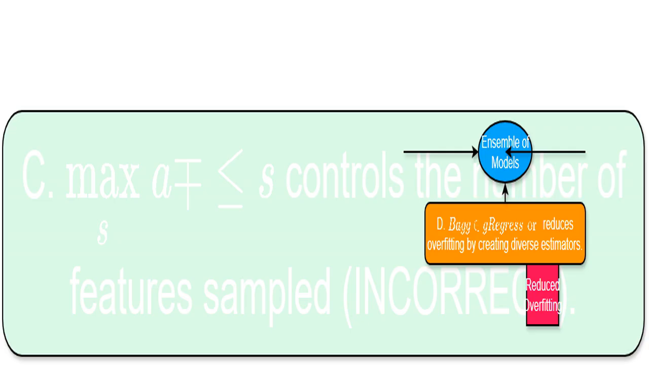This statement is false. max_samples controls the number of data rows, samples, not the number of features, columns, used to train each individual model. It's like deciding how many patients' data are used, not how many test results are considered from each patient. The parameter to control feature selection is max_features.